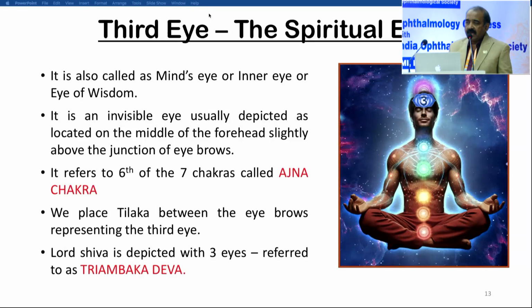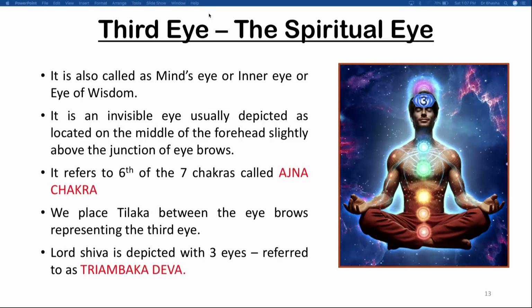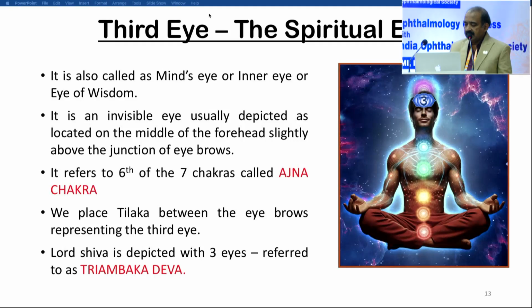There is another aspect of the third eye, that is the spiritual eye. It is also called the mind's eye, inner eye or eye of wisdom. It is an invisible eye, usually depicted as located in the middle of the forehead, slightly above the junction of the eyebrows. It is referred to as the sixth of 7 chakras and is called the Ajna chakra. Lord Shiva is depicted with 3 eyes, referred to as Triyambaka Deva.